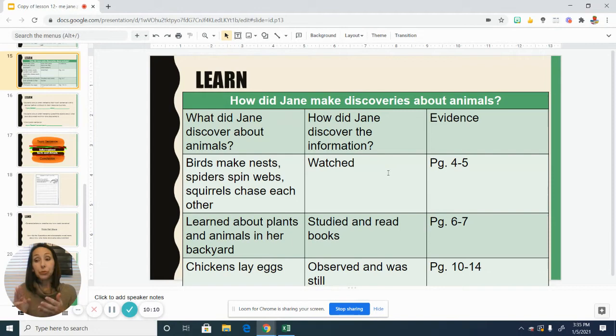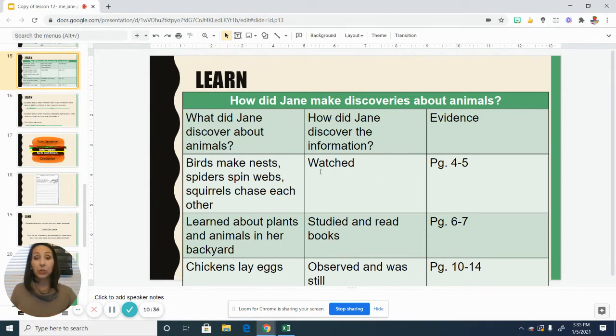So you could pick two of those to create two detailed sentences for your informative paragraph. So we would start with our topic sentence. Jane Goodall made discoveries about animals, period. Then we move to our two details, using this chart to help you.